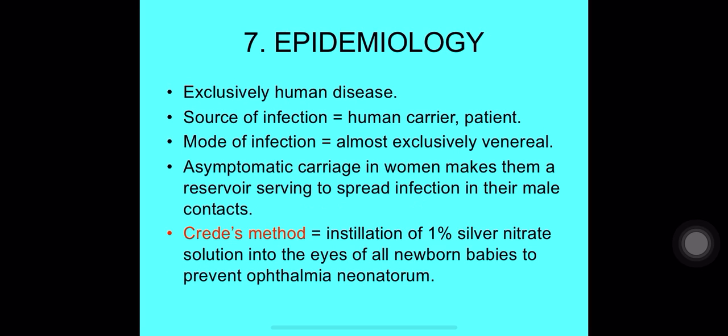In epidemiology, gonococci cause an exclusively human disease. The source of infection is a human carrier or a patient. The mode of infection is almost exclusively venereal, except for one case, gonococcal ophthalmia, which is mother to child transmission. Asymptomatic carriage in women makes them a reservoir serving to spread infection to their male contacts.